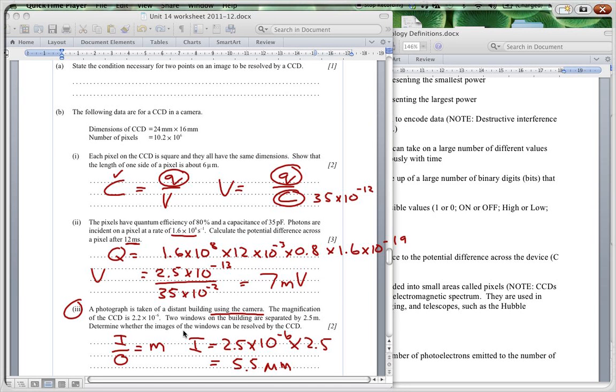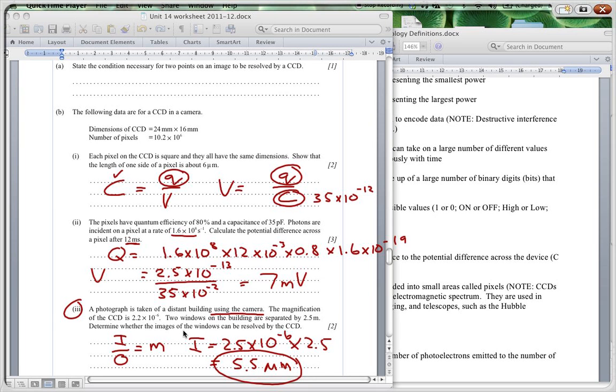So the image that's actually formed on your CCD is 5.5, which is not even 1 pixel, because remember we worked out a pixel was about 6 micrometers, so therefore it will not be resolved.